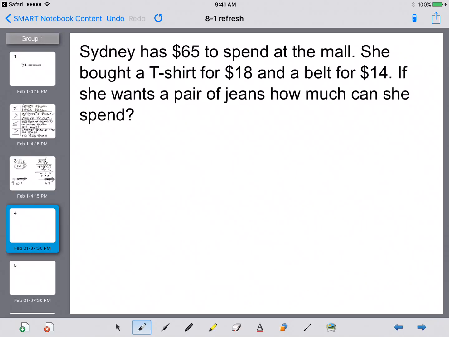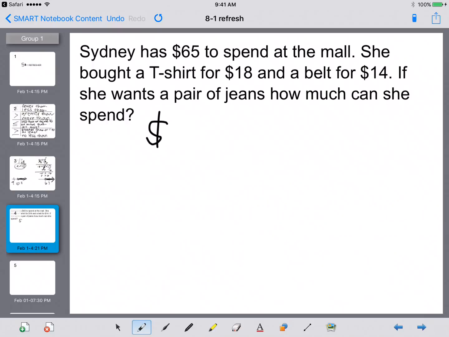Here we have some word problems, and I know we only did one yesterday, so we're going to try to go over this again today with, I guess, me talking at you. So it says Sydney has $65 to spend at the mall. She bought a t-shirt for $18 and a belt for $14. If she wants a pair of jeans, how much can she spend?